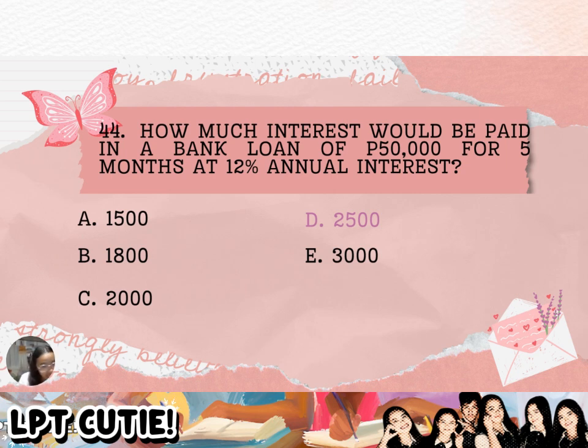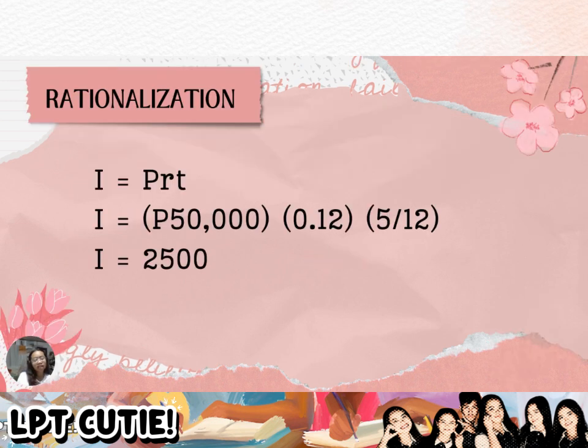So our answer is 2,500. So this is a simple interest problem. We have here the formula of interest, which is P multiplied by R multiplied by T, or our principal multiplied by our rate multiplied by our time, and we will just have to substitute the given values. We have 50,000 multiplied by 0.12 and multiplied by 5 months all over 12, and we will get the answer 2,500. So the answer was 2,500 as your interest after 5 months.